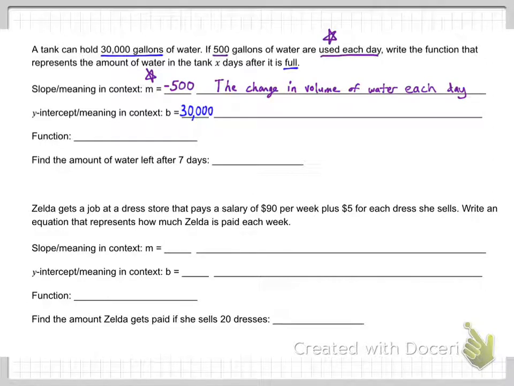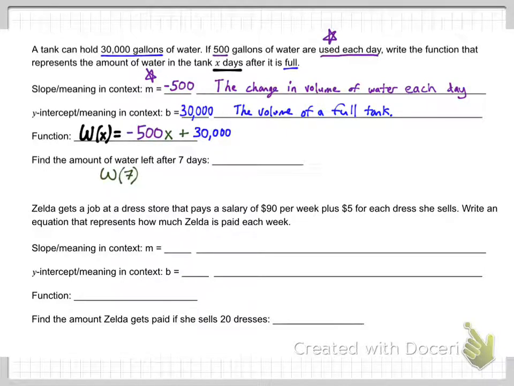For the Y-intercept, that's going to be 30,000, because that's how much volume of water is in the full tank. For our function, we're just going to substitute m and b. So I'm going to use W of x for the water. And it did tell us to use x days. So negative 500 times x plus 30,000.